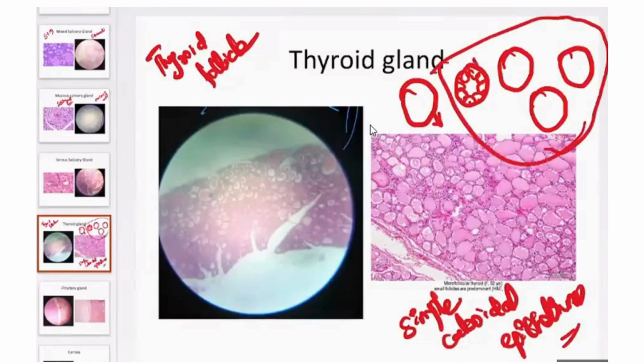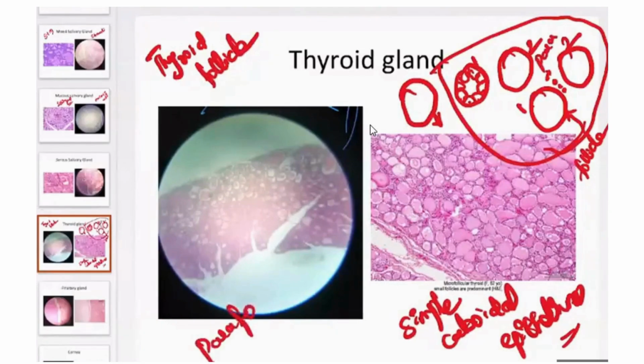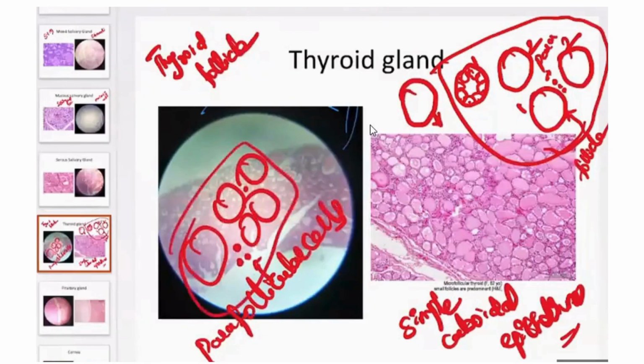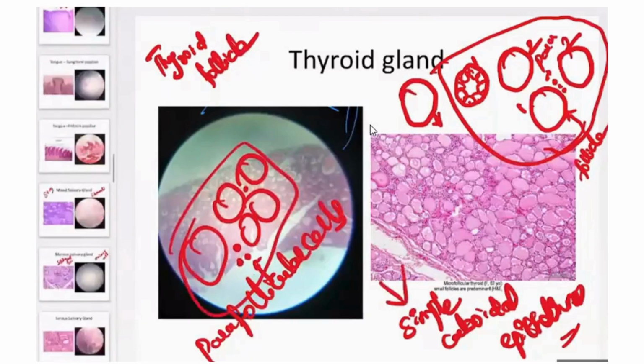This is one follicle, this is another follicle. Am I right? Each one is a thyroid follicle. The space between the two follicles contains cells called what cell? Parafollicular cell. Parafollicular cells between two follicles. Lining epithelium is simple cuboidal.